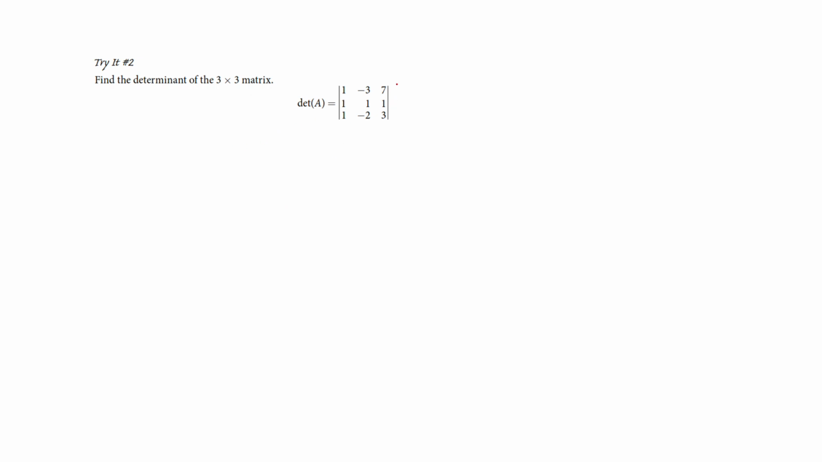So pause this if you want to try it yourself. We're going to add. We're going to augment this with the first two columns repeated. So now we're going to do our diagonals. 1 times 1 times 3 is going to give me 3. Now we're adding when we're going down on these. So negative 3 times 1 times 1 is going to give me negative 3. 7 times 1 times negative 2 is going to give me, so plus negative 14, however you want to think about that.